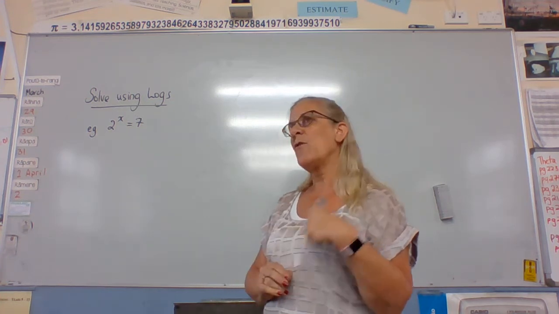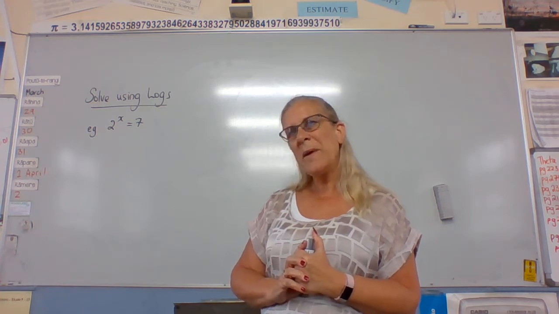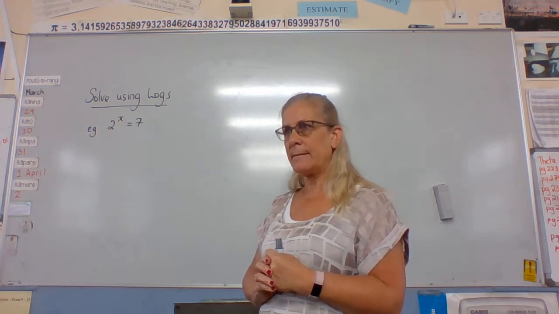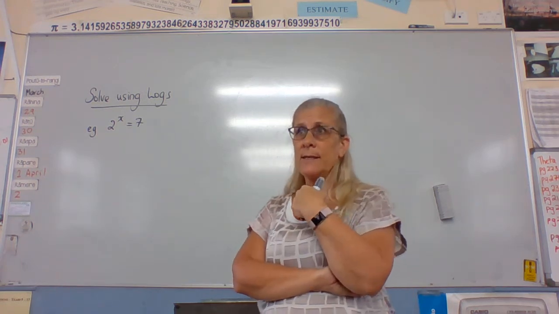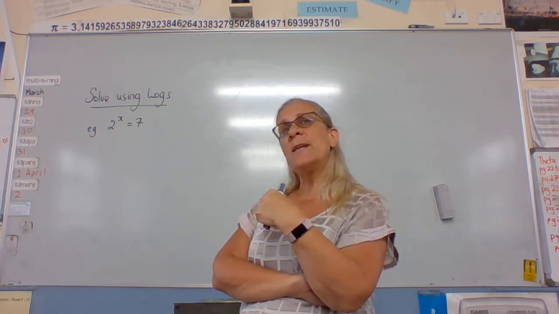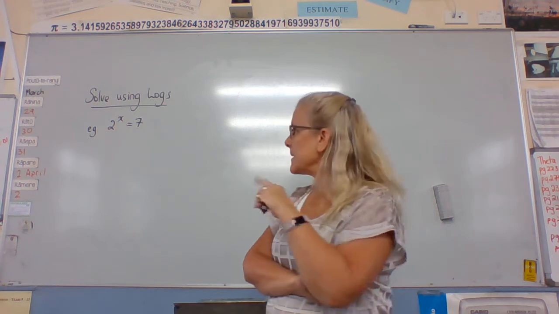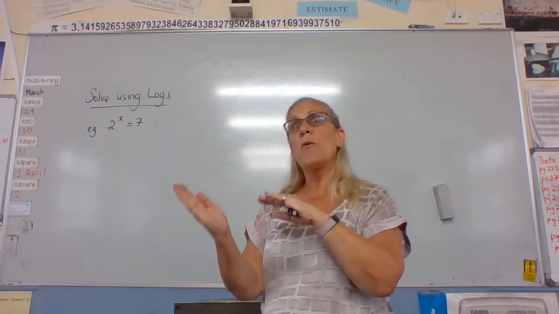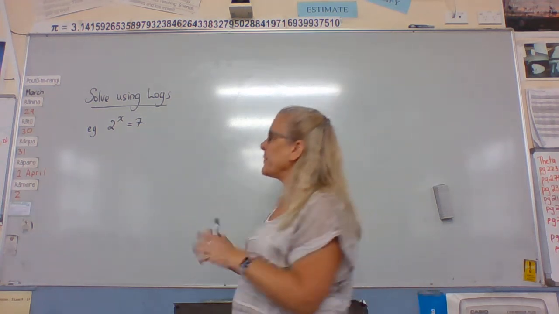So 2 to the power of what equals 7? What about a guess? Next thing we'd like to do is have a guess. So we know that 2 to the power of 2 is 4, and 2 to the power of 3 is 2 times 2 times 2, which is 8. So it's going to be somewhere between x being 2 and 3, probably closer to the 3 end. All right? So, going to guess.